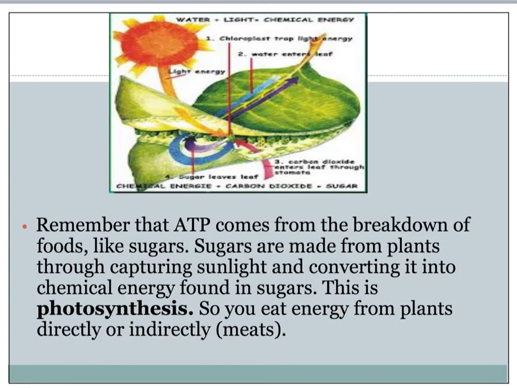So ATP comes from breakdowns of foods like sugars. Now, sugars are made from plants. This is photosynthesis. Therefore, you eat energy from plants directly when you indulge in a delicious salad that is so good for you, and indirectly when you eat meat. So when you're eating a hamburger, believe it or not, you are eating energy that came from the sun. If it's from McDonald's, hopefully it's real meat in there.